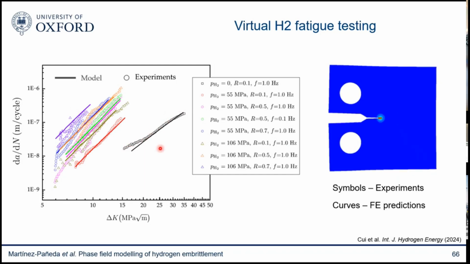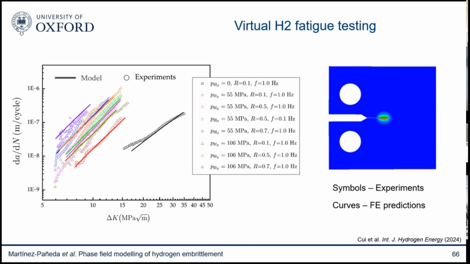And then they have Sandia data for different loads, different hydrogen pressures, different frequencies. And we basically changed the boundary conditions in our model without touching any of the parameters of the model. And as you can see, our predictions seem to be in very good agreement with all those data. Again, we didn't touch anything of the model. We just changed the boundary conditions.